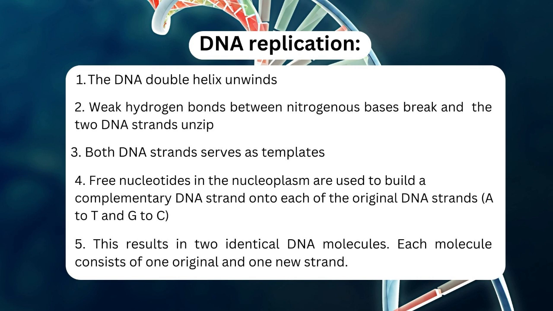4. Free nucleotides in the nucleoplasm are used to build a complementary DNA strand onto each of the original DNA strands, A to T and G to C. 5. This results in two identical DNA molecules. Each molecule consists of one original and one new strand.